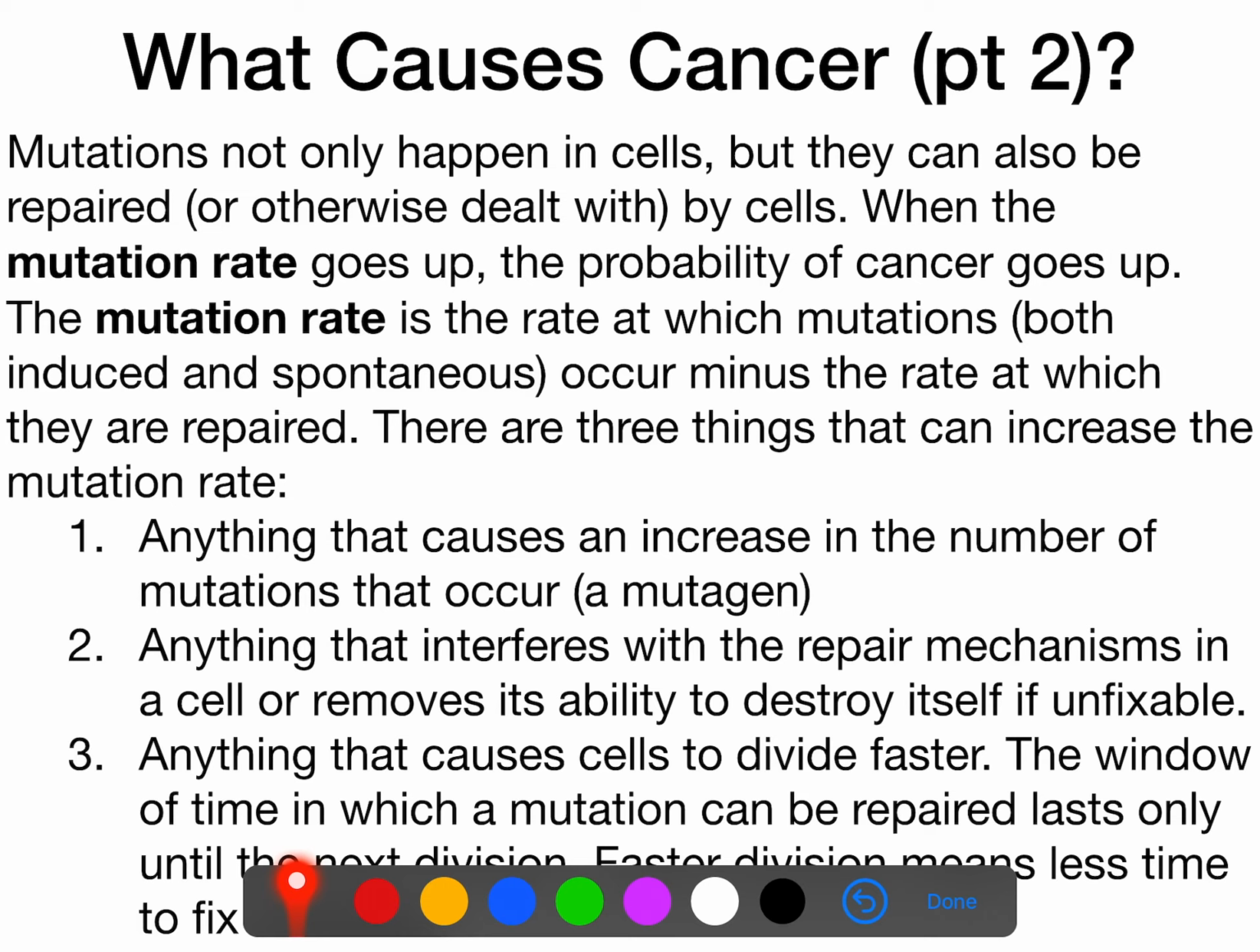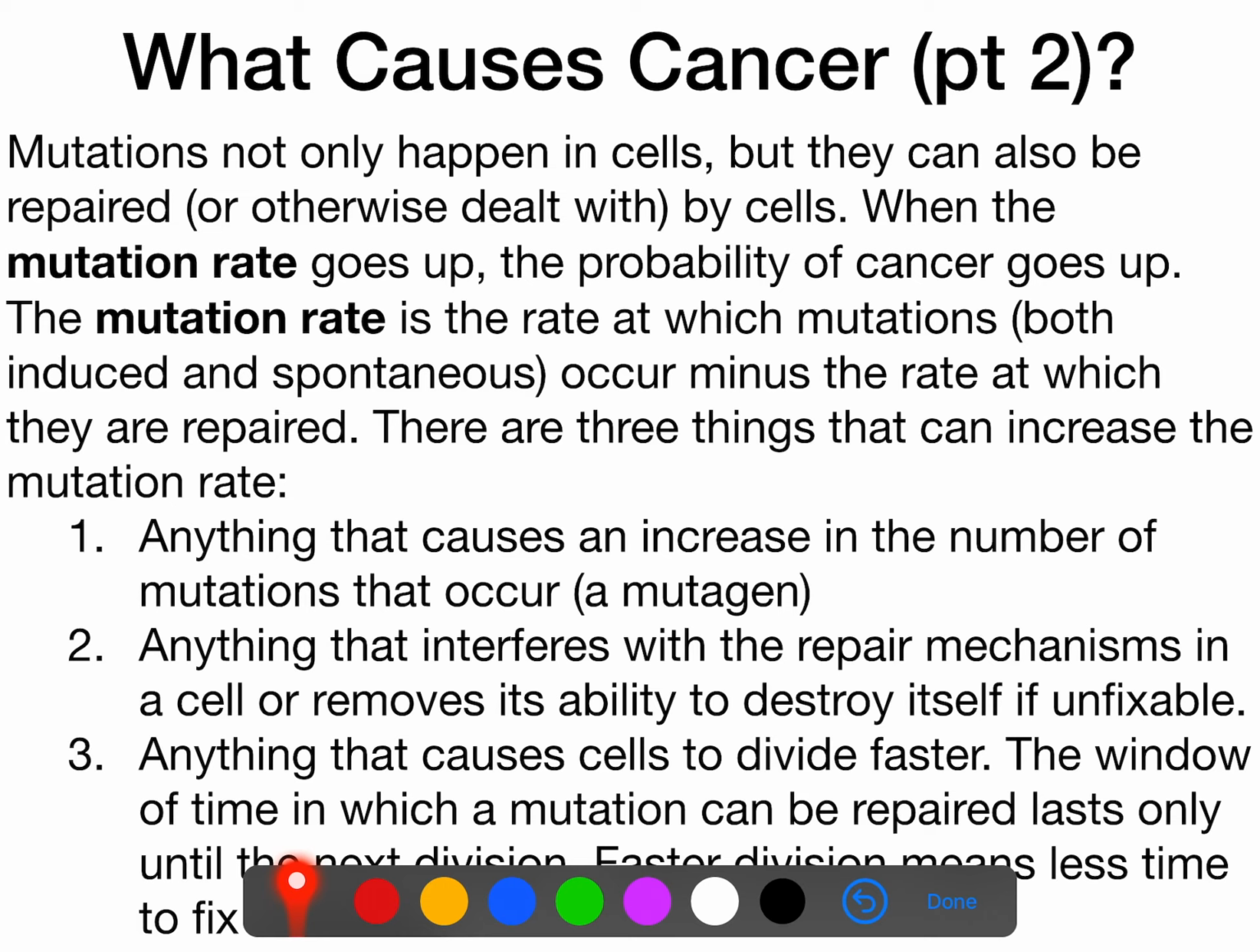But you'll probably catch most of them. So the mutation rate is the rate at which new mutations happen minus the rate at which they are repaired. So maybe you get 1,000 mutations per cell cycle, and you are repairing 900 of them. So then the mutation rate would be 100 new mutations per cell cycle.